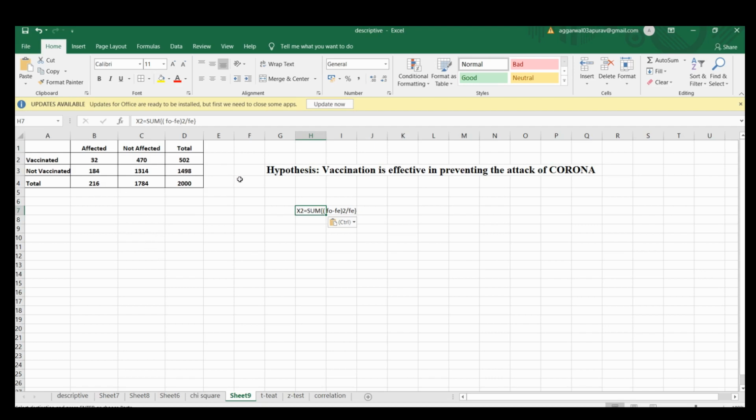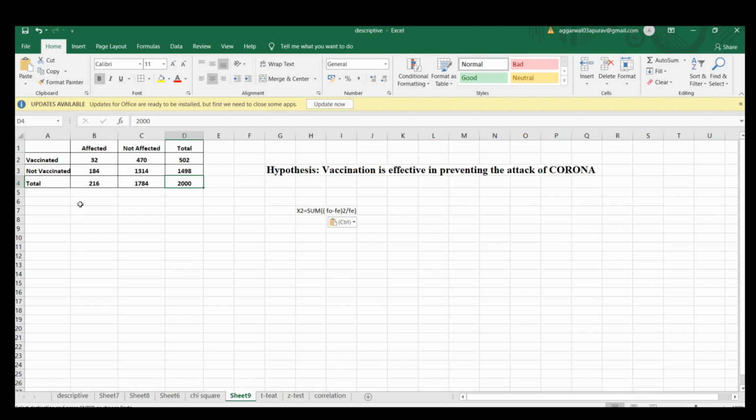To calculate chi-square we have to use formulas. This is observed frequency. To get expected frequency, multiply the total of row with the total of column and divide by the grand total, as per the Excel formula. Then total of row into total of column divided by grand total.